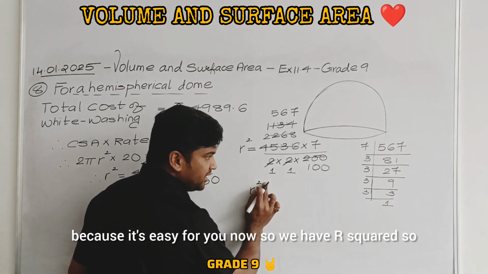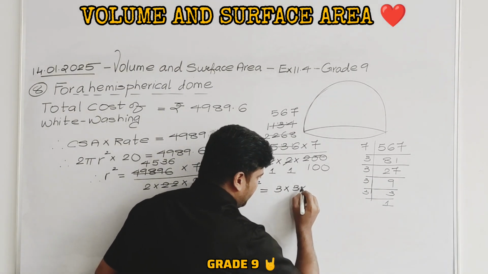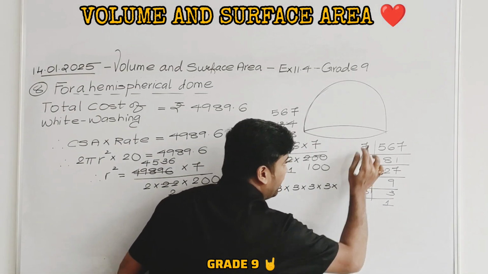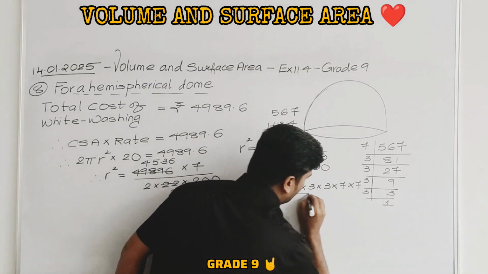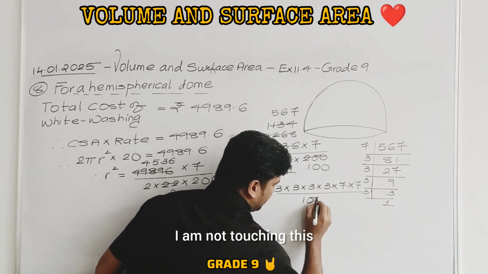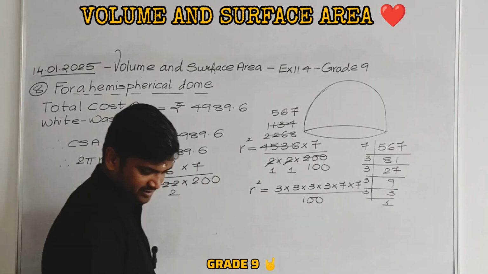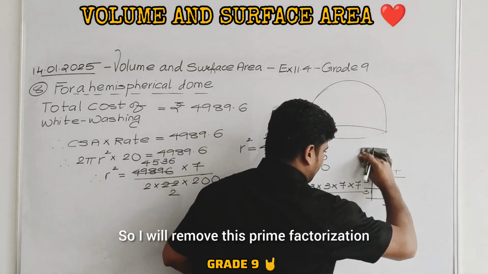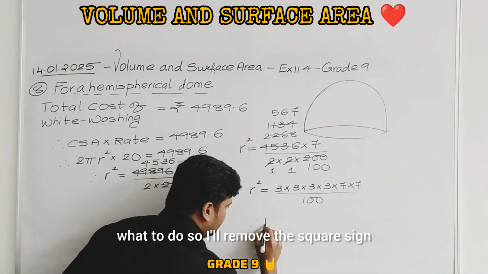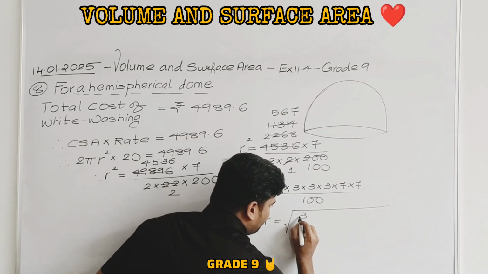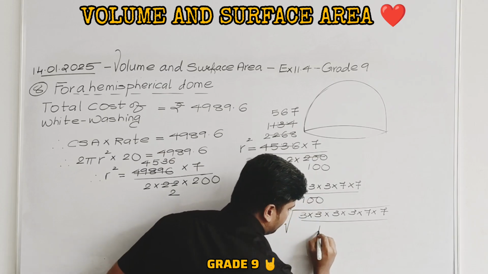So we have r square. So how many times 3, beta? 2 times. अभी पूरा लिखना पड़ेगा. Okay. 1 2 3 4 and 1 7 and उधर already एक 7 है, into 7, whole divide by 100. इसको टच नहीं कर रहा क्योंकि I know ये स्क्वायर होने के बाद यहाँ पे रूट होगा. So what is root of 100? Okay, so I'll remove this prime factorization. Any child can do that, correct? Now you know what to do. So I'll remove the square sign. So 3 into 3 into 7 into 7 whole divide by 100.